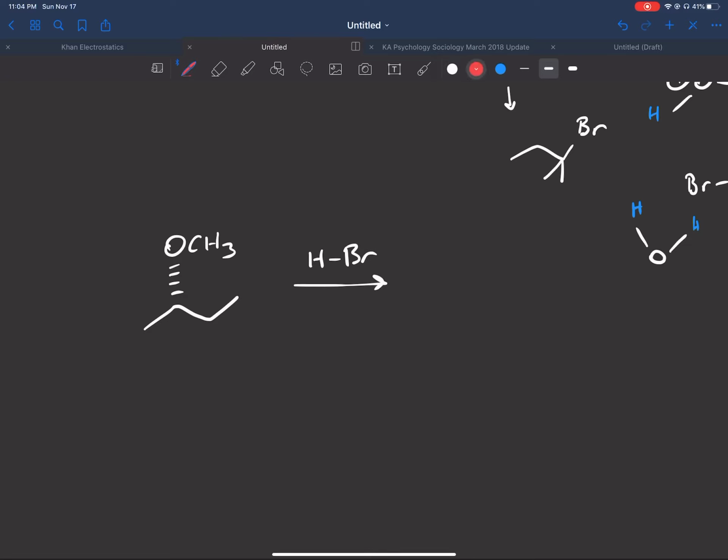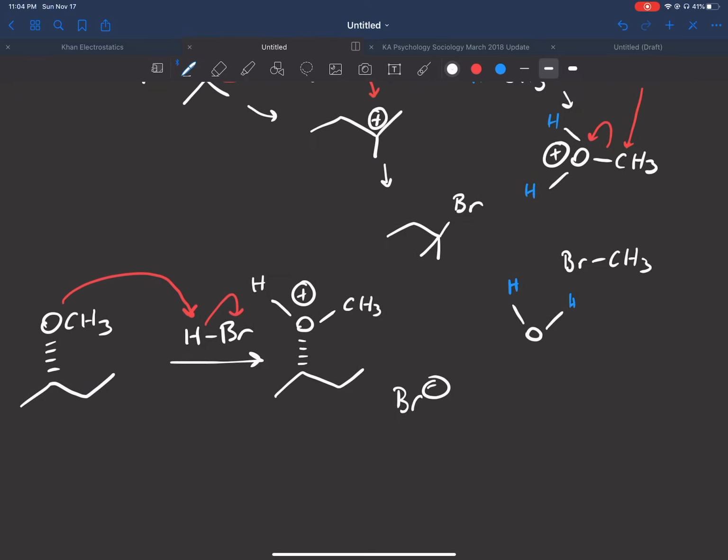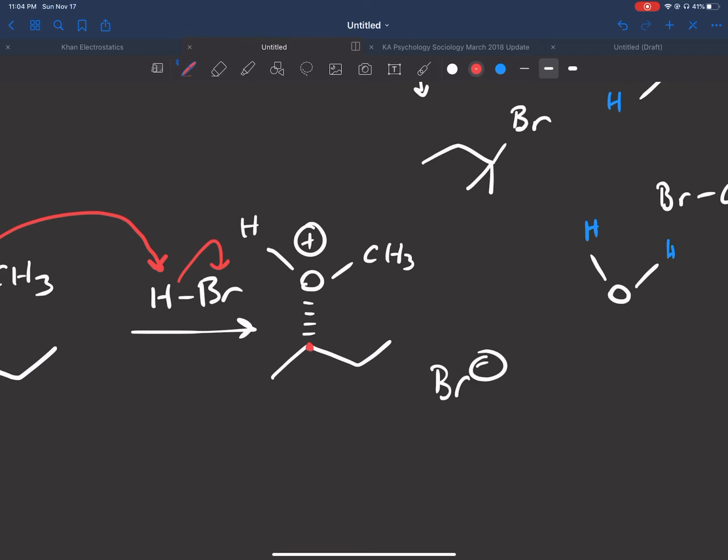Well, the first step is always the same. The oxygen is going to grab the H, take the Br out, and we're going to get this. Here's the CH3, H, and the positive charge. And here's our Br minus. Okay, and so now we have to decide, are we going to get an SN1 mechanism or are we going to get an SN2? Because this is not symmetrical, right? Right here we have a secondary carbon, and right here, this is just a methyl.